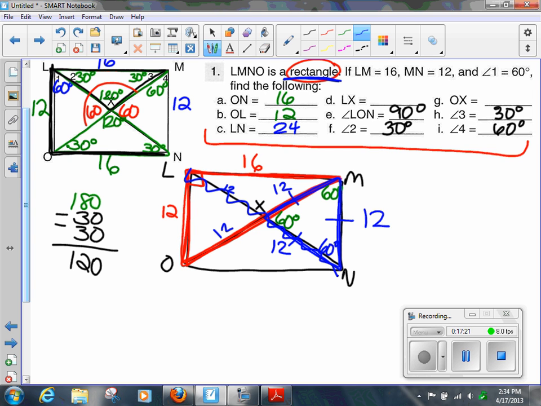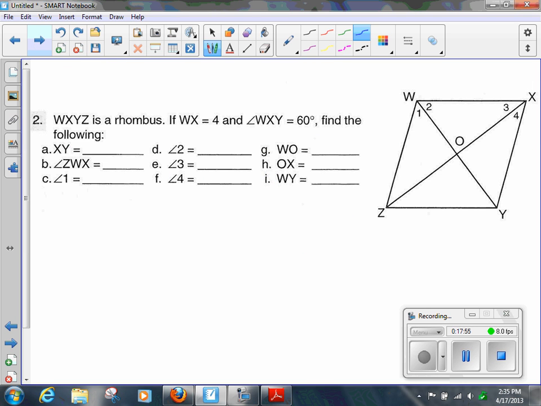What is LX? 12. What is OX? 12. Folks, what do you think about that? Is it easier now than it was? I hope so. It ought to be getting easier with every problem you do. Okay? Let's look at the next one. Any questions at all? Do you see how you pick this apart? Do I really go in order of what it's asking? Not at all. But I wonder why do you think that is?